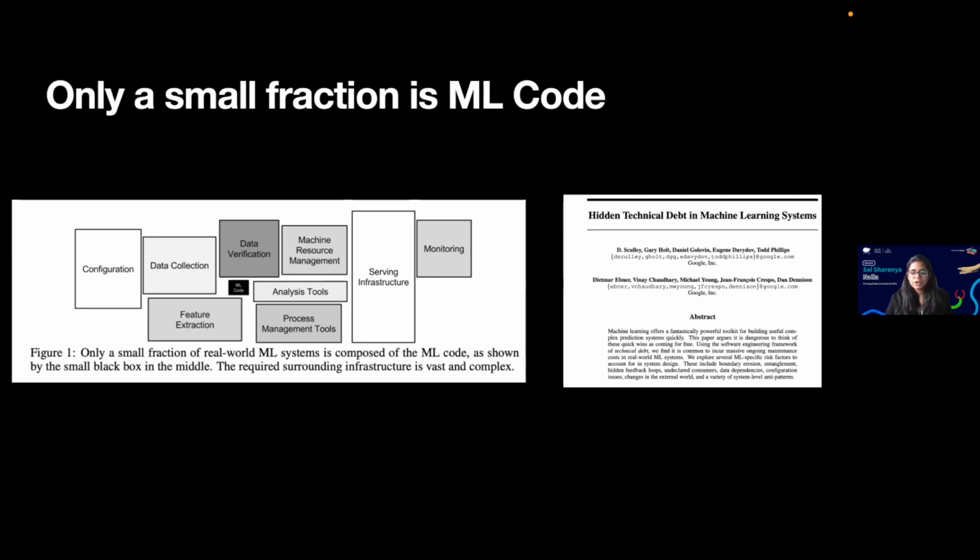If you look at the figure on the left, there's configuration, there's data extraction, the data collection process, then a bunch of tools to manage the models, to manage the process, and the data visualization tools, and then finally the serving layer and the monitoring layer. As you can see, this entire process is complex, and the machine learning code is just a tiny bit of it, which you see in the middle.